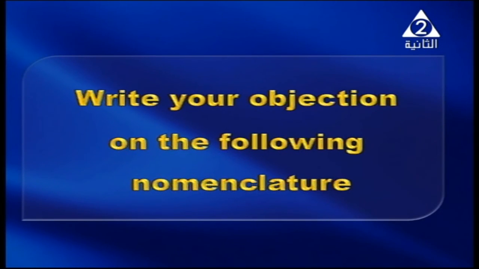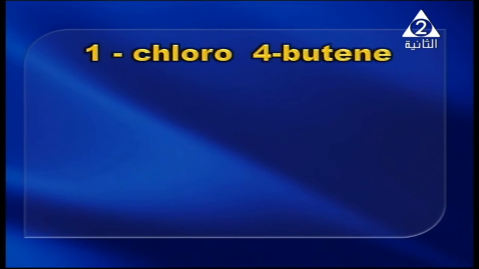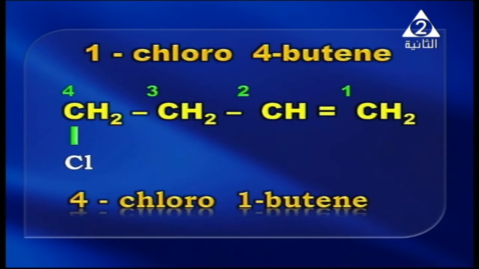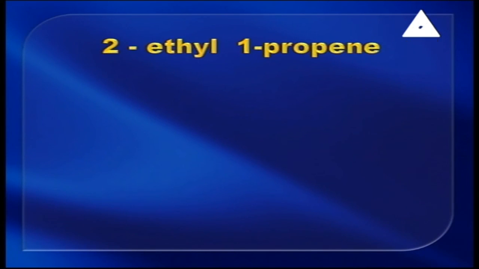Next type of question, write your objection to the following nomenclature. 1-chloro-4-butene. If you draw the structural formula of this molecule and start numbering carbon atoms near the double bond, its name will change. It will be 4-chloro-1-butene. Next molecule, 2-ethyl-1-propene.